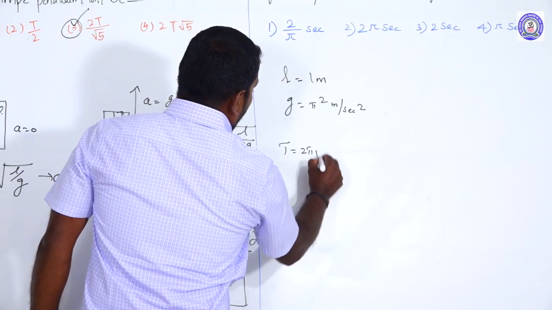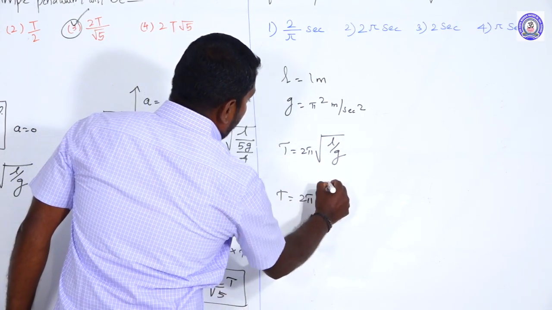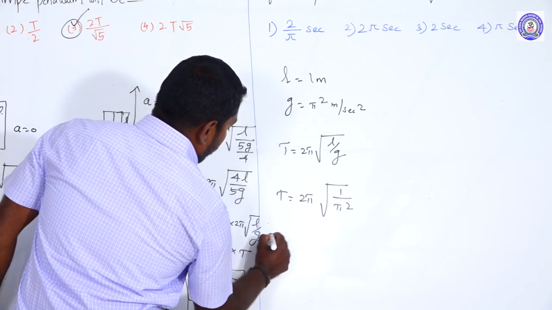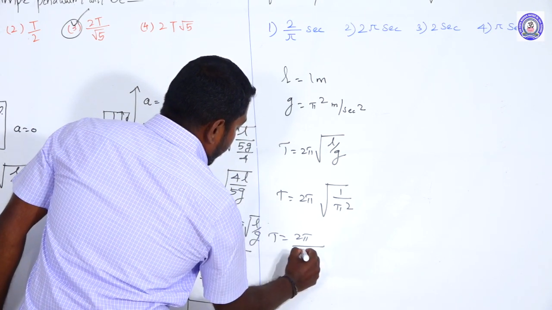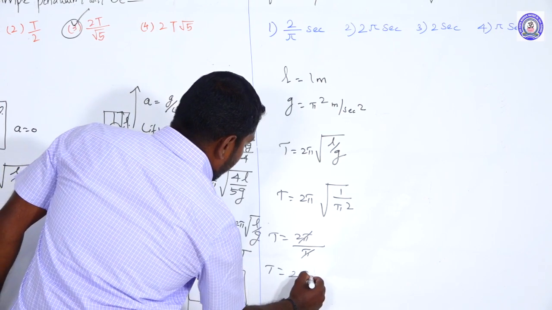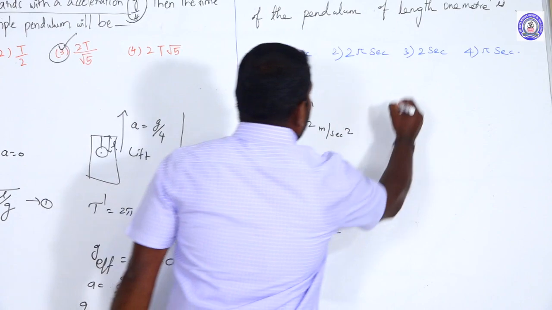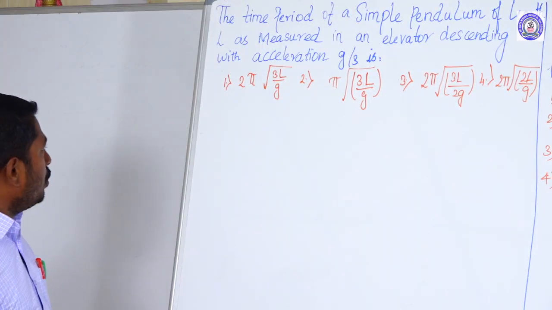T is equal to 2 pi square root of L divided by g. T is equal to 2 pi square root of L value 1 meter, g value pi square. So T is equal to 2 pi divided by pi, get cancelled. So T is equal to 2 seconds. So the time period of oscillation is 2 seconds. Third choice. So we move to the next question.